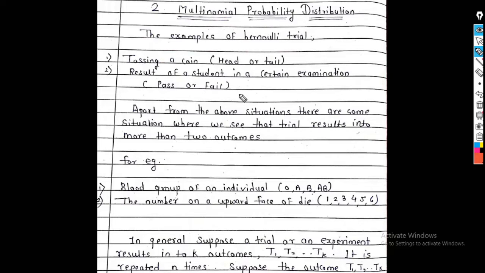Where outcomes are only 2, we can use the binomial distribution as a probability model. But where outcomes are more than 2, we cannot use the binomial distribution as a probability model. So we have to find a probability model for these situations.